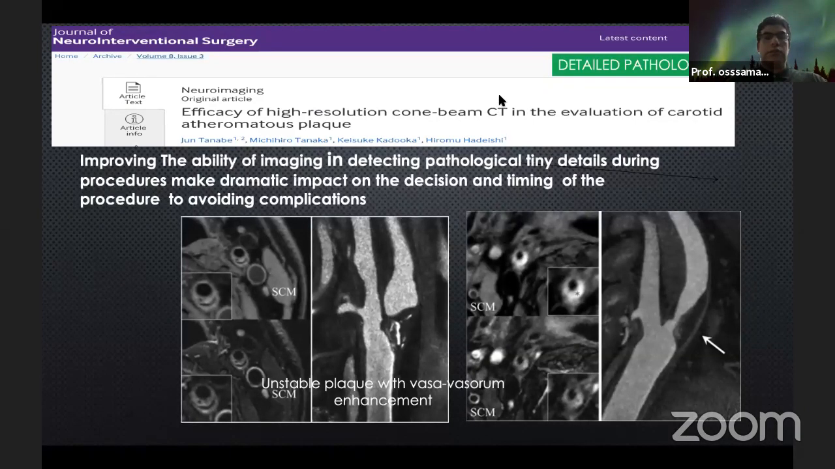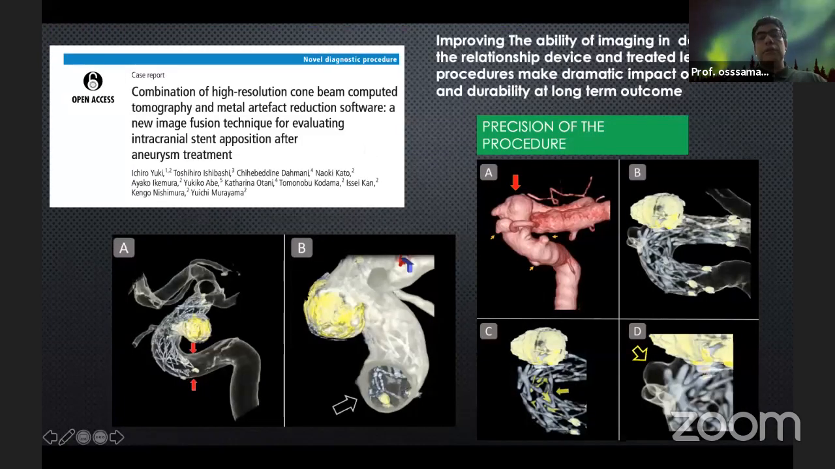And sometimes precision is needed during the procedure, like in this situation when we do flow diversion for an intracranial aneurysm, because sometimes malposition of the stent deployment can cause a very serious complication. Improving the ability of imaging to depict the relationship between the device and the treated lesion by using such techniques is very important during this procedure.